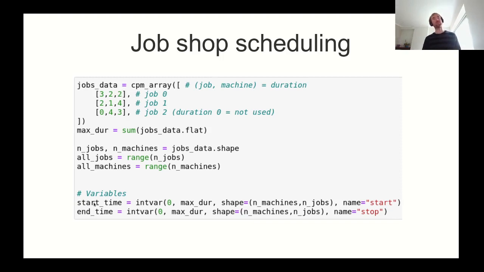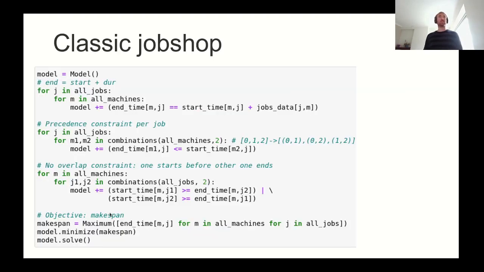So as decision variables, we will use one matrix of decision variables for the start time of each task on each machine, and also the end time of each task on each machine. All right, so the classic way to write this in a CP model is that you want to enforce that the end time is equal to the start time plus the given duration. So you iterate over all jobs and all machines, and then you say that end time of that element equals start time of that element plus jobs data as the duration.